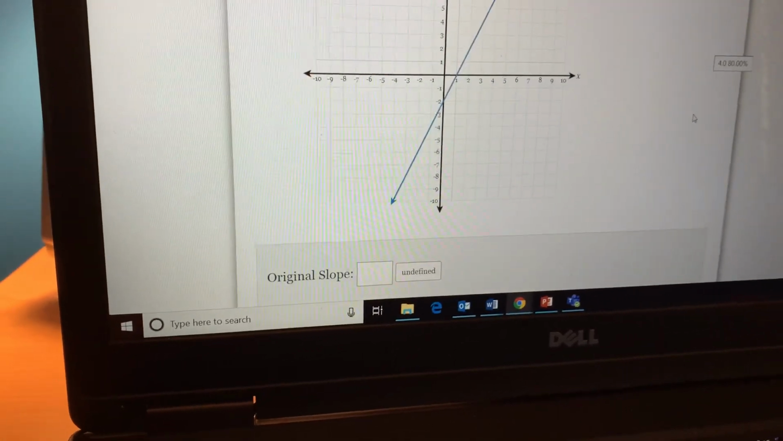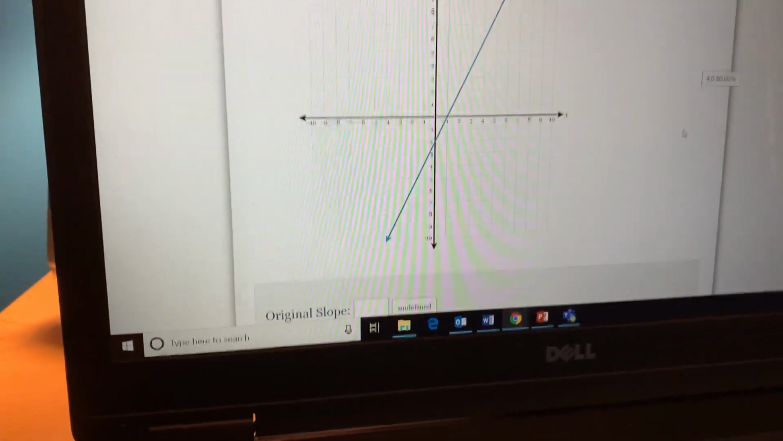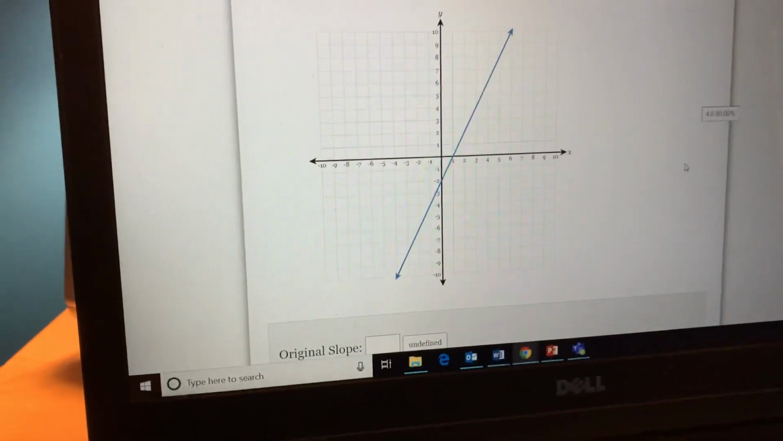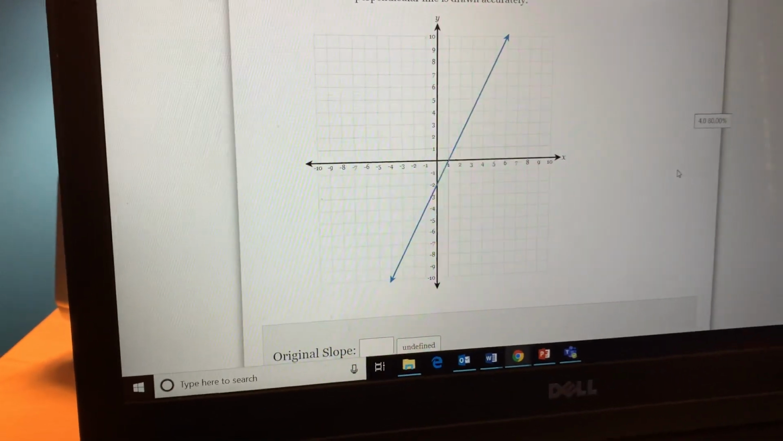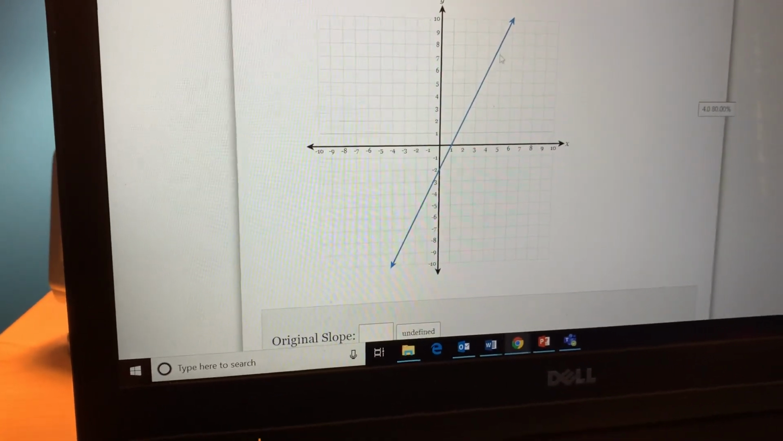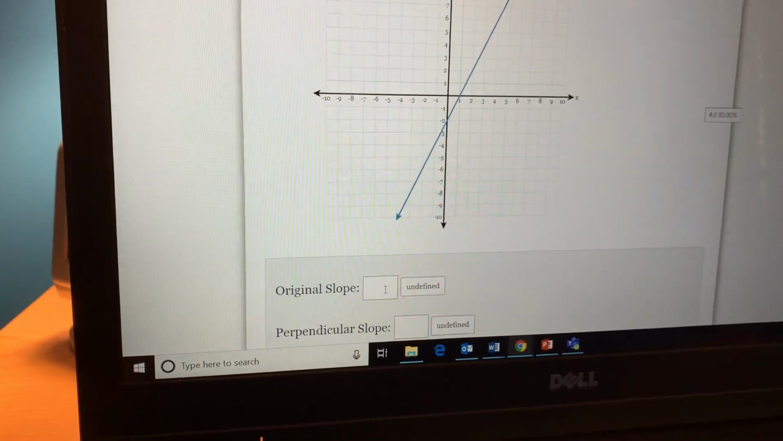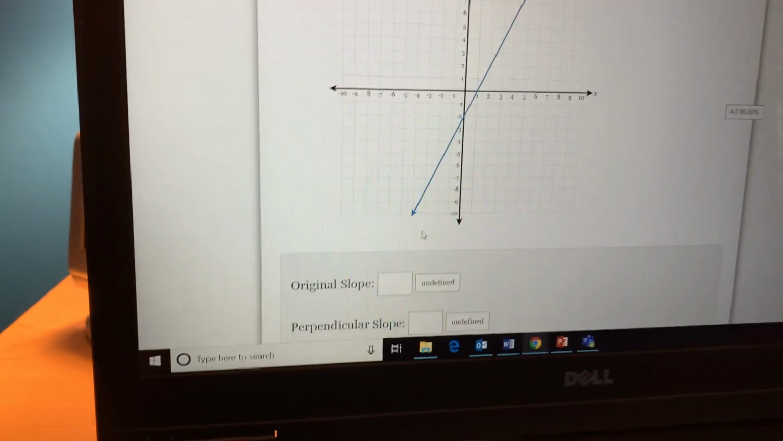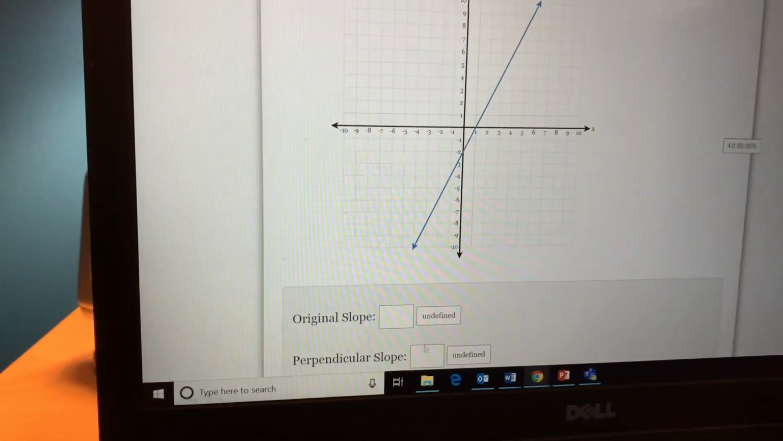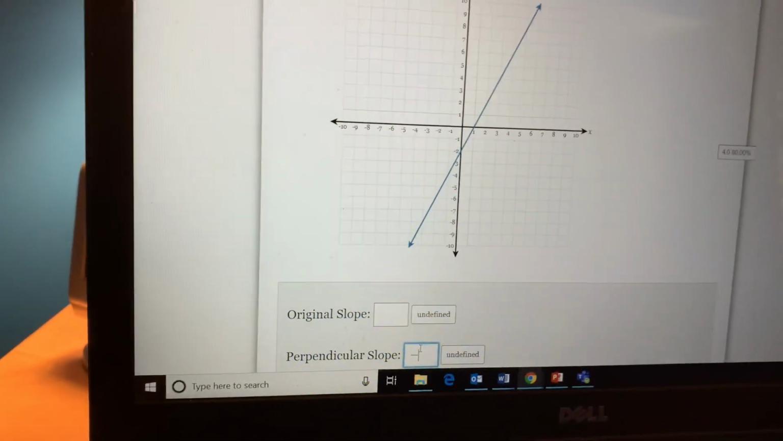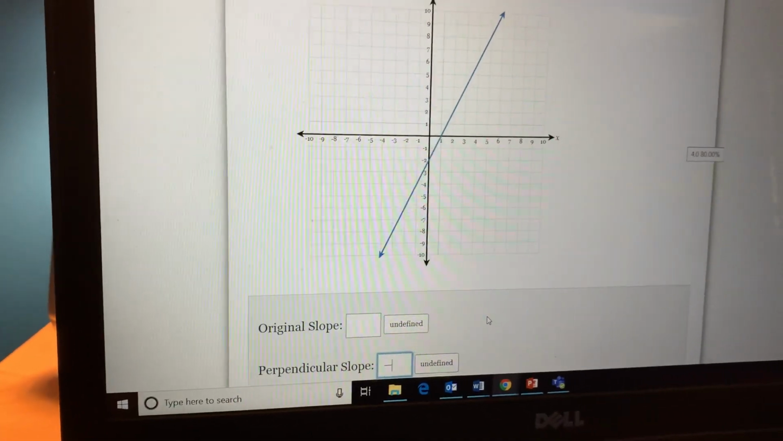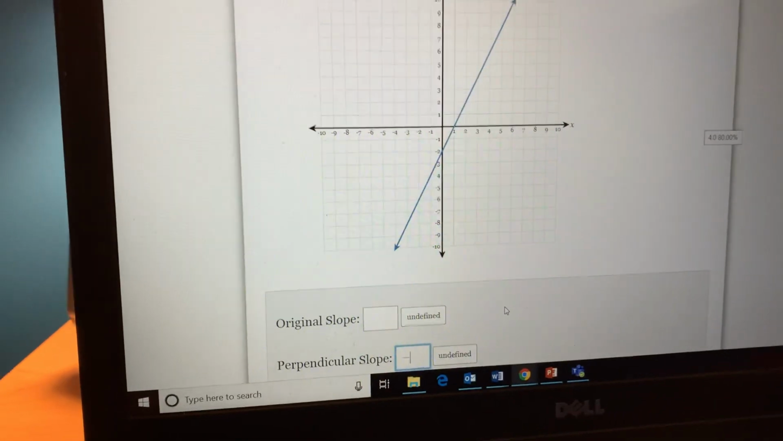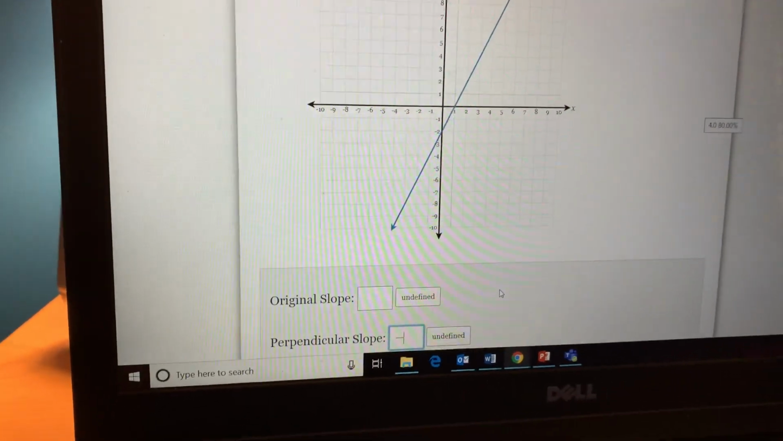So again, to start out with, I like to look and see is the slope positive or negative. This graph is going straight up to the right. So since it is going up to the right, it will have a positive slope. Perpendicular then is going to be the opposite. So I'm actually going to write in here to remind myself that it will be a negative slope because perpendicular is the opposite sign of the original.